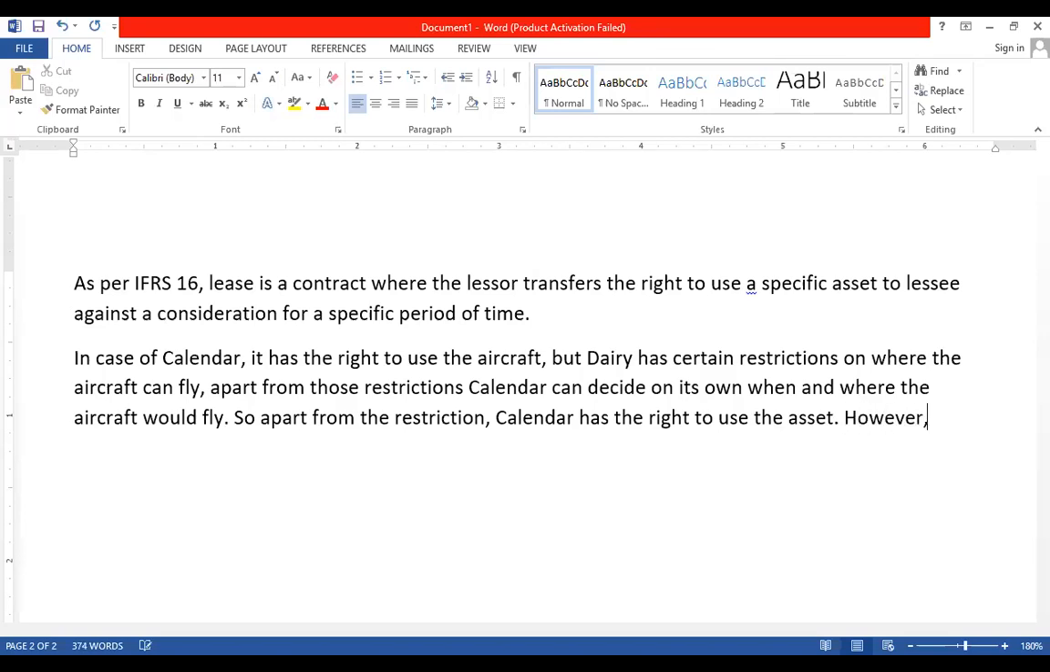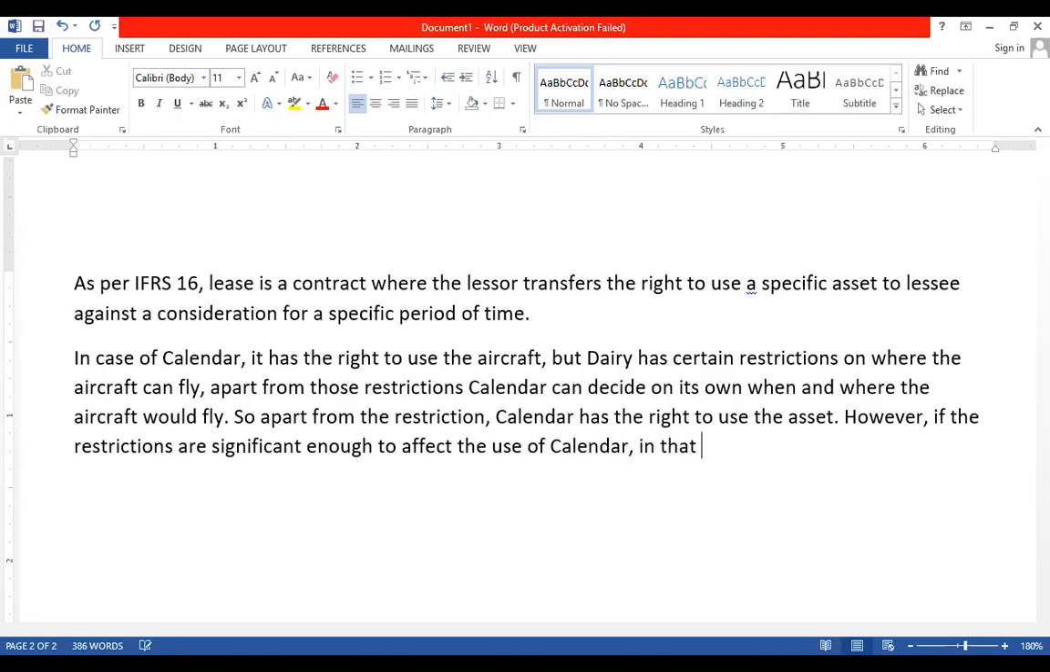However, if the restrictions are significant enough to affect the use of Calendar, in that case, the contract shall not be classified as a lease contract.